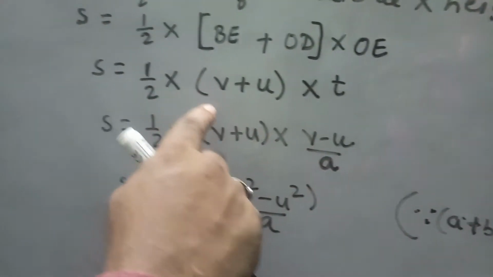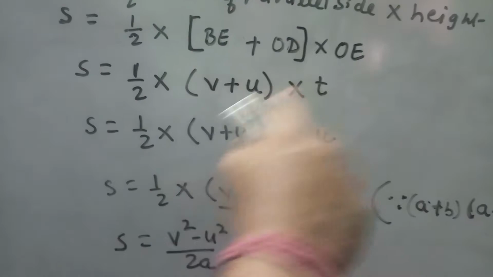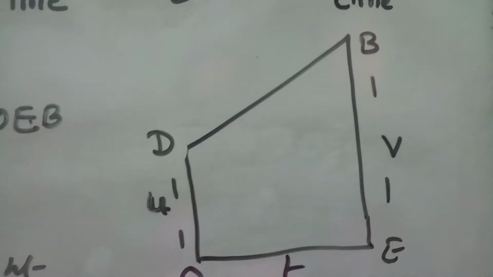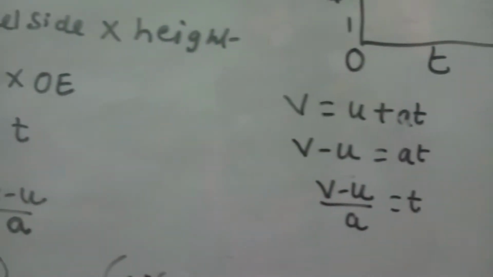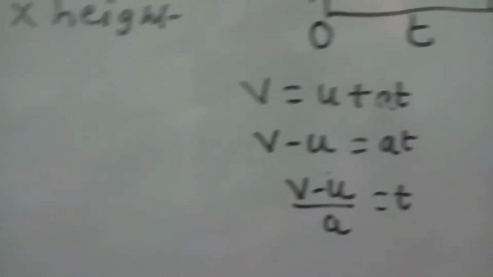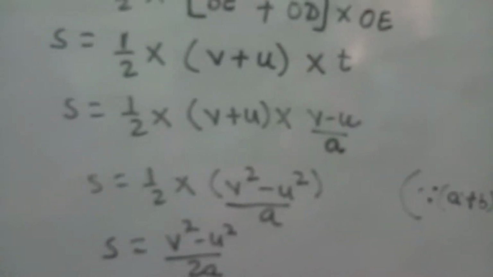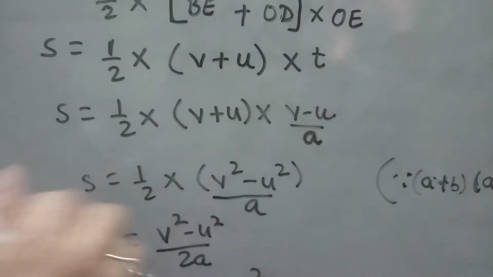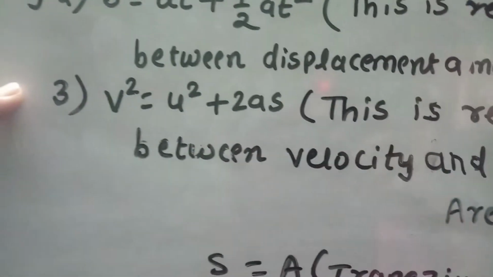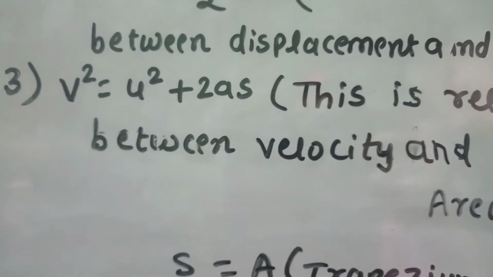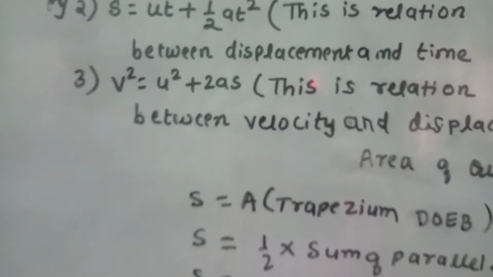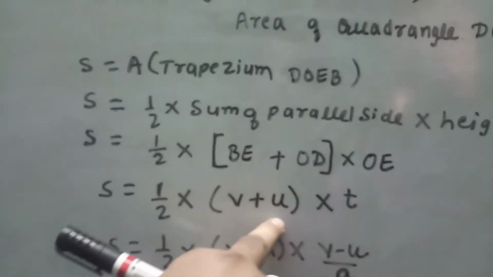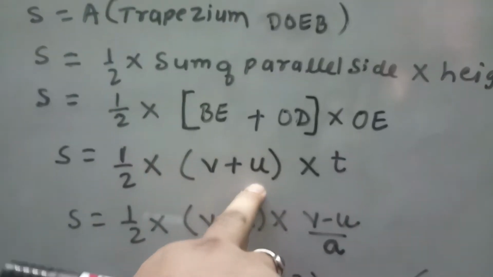After writing all this, you have to put in the values you have taken: instead of DO you will put u, instead of BE you will put v, and OE is t. So while writing all the values, what you are seeing here is that S equals half into (v plus u) into t. Now see what you have to derive: that is v square equals u square plus 2as. As far as v and u are concerned, there is no problem with v and u. But what about the t?